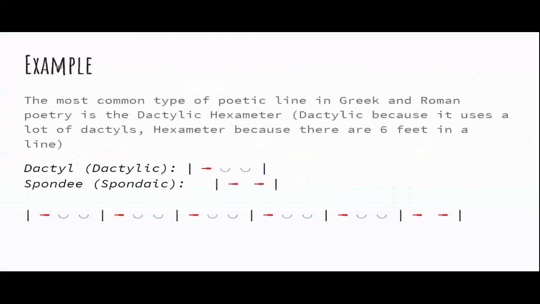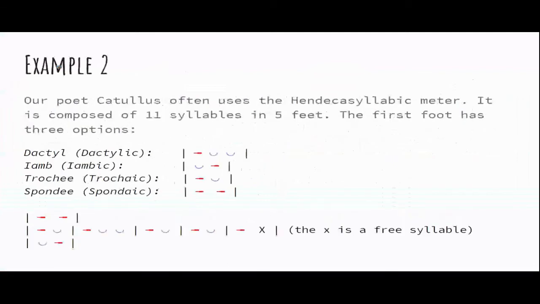I'll give you another example. This is the one that we will be using for the foreseeable future. It's called hendecasyllabic. Hendeca comes from the Greek word for 11, and so it has 11 syllables broken into 5 feet. The very first foot has some variations. It can be a spondee, it can be a trochee, or it can be an iamb. The second foot must be a dactyl. The next 2 feet must be trochees, and then the last foot.